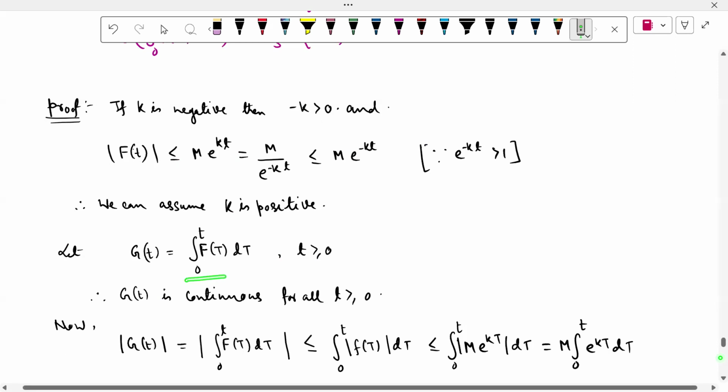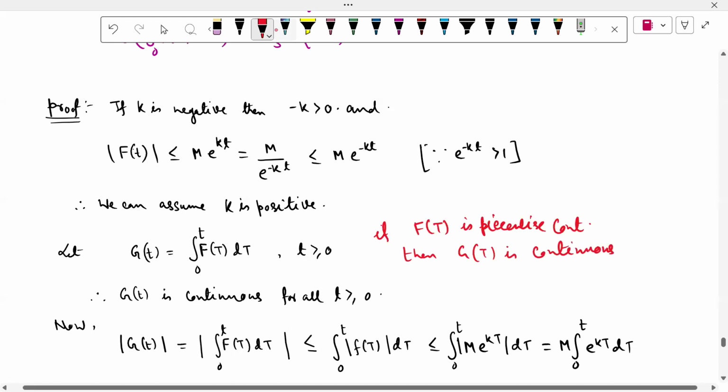Now we try to find the Laplace transform of this integral. Suppose this is equal to some capital G(t). Therefore, G(t) is continuous. This is a result from integration: if f(t) is piecewise continuous, then G(t) is always continuous.